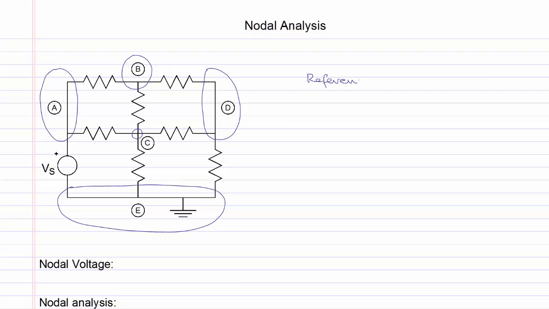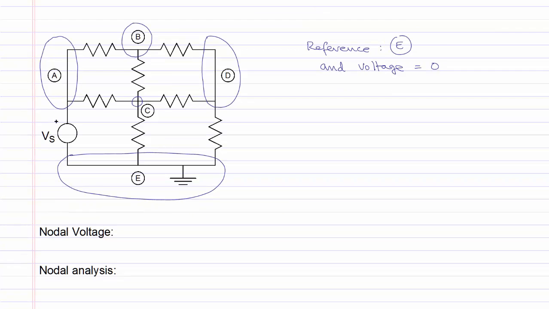In nodal analysis, we will always choose a reference node. For example, in the circuit shown, we have chosen node E to be the reference node, and the voltage at this node will be taken to be 0. And all other voltages will be measured with respect to this reference node. We will give the definition of nodal voltage next.